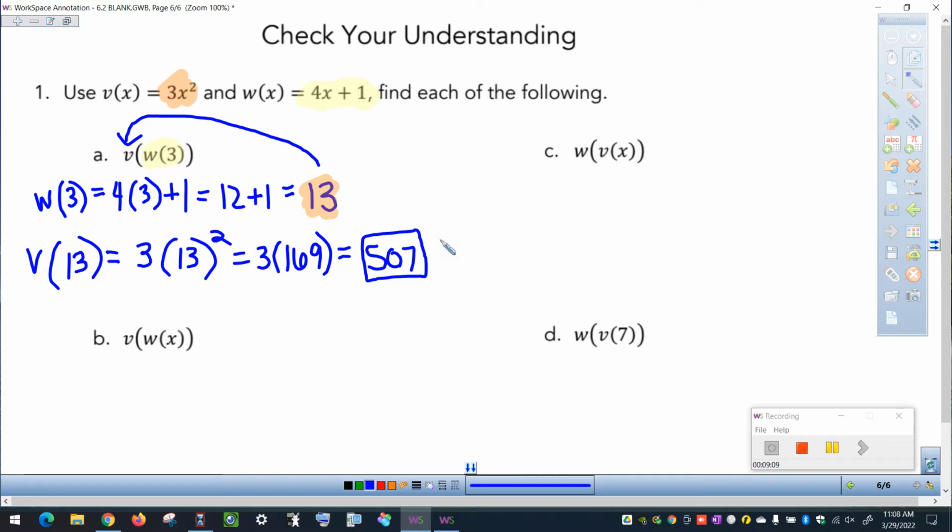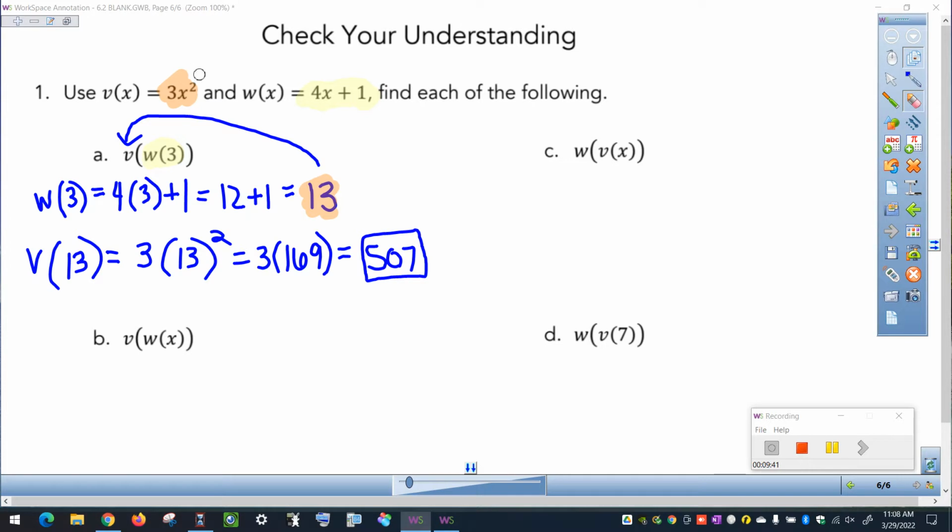All right, let's take a look here at part B. So we have the same order of the composition. We're still thinking about doing v of w, but instead of a specific number here, we have a variable. We want to do v of w of x. So we want to keep x in the process. We're going to have an x in the final answer.